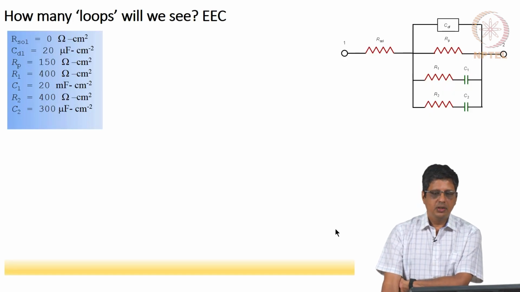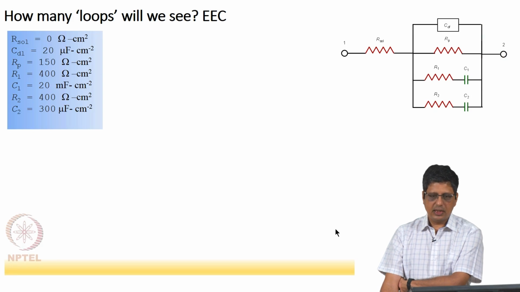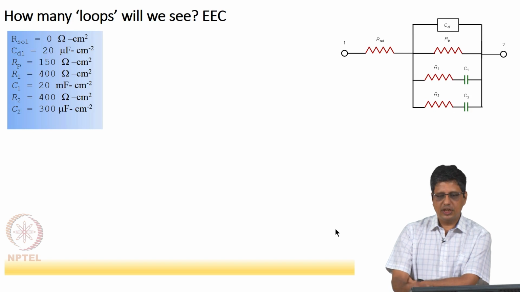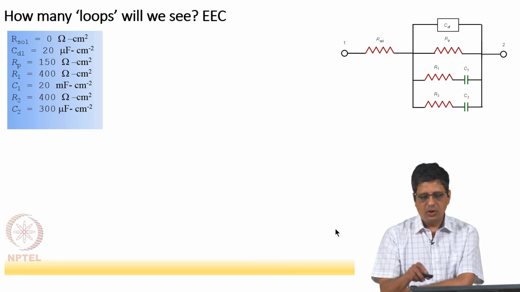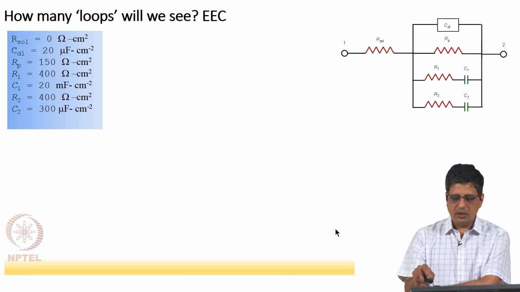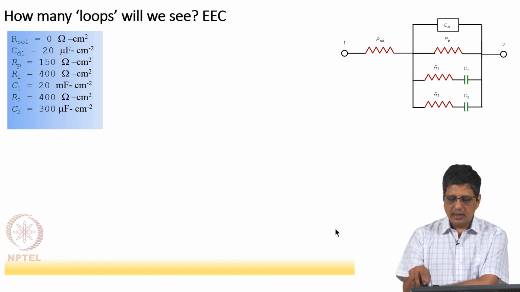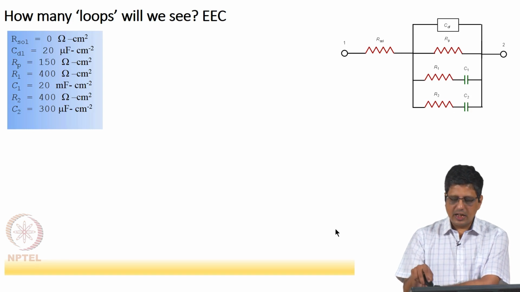Okay. It is easy for us to look at the EEC and learn a few points. Let us say we have a circuit shown here, with one element representing R solution, one representing double layer, and 2 Maxwell elements, where a Maxwell element is R1C1, R2C2, all in parallel with RP.